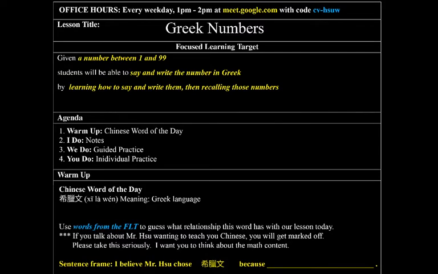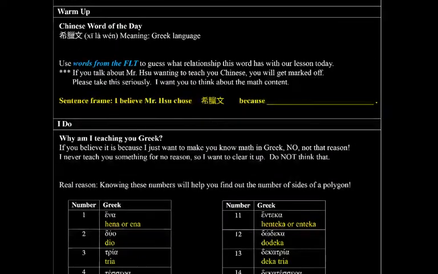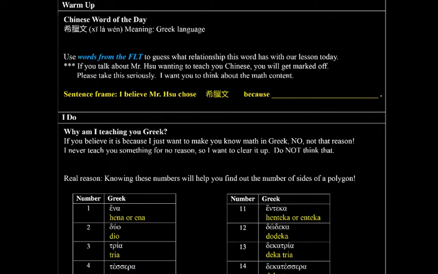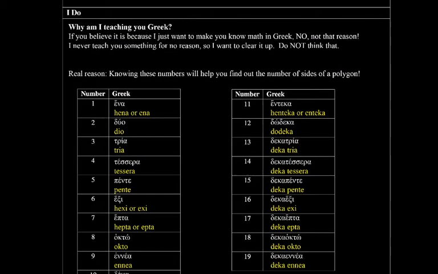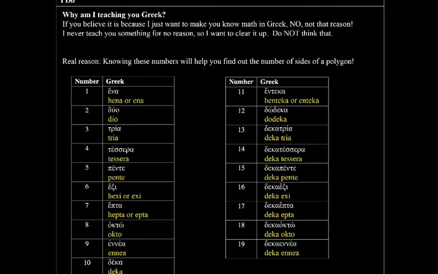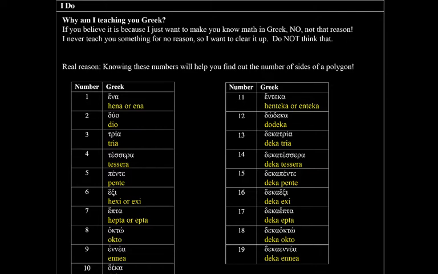All right, so I think it's pretty clear. I'm showing you that word because I'm going to teach you Greek. So why am I teaching you Greek? If you believe it is just because I want you to know math and Greek, no, it is not that reason. Just like the whole Chinese word of the day thing, I'm not just trying to teach you Chinese for no reason whatsoever. There is a purpose. So I'm making it very clear in writing: no, it is not just because I'm doing this for fun, although it should be pretty fun too.